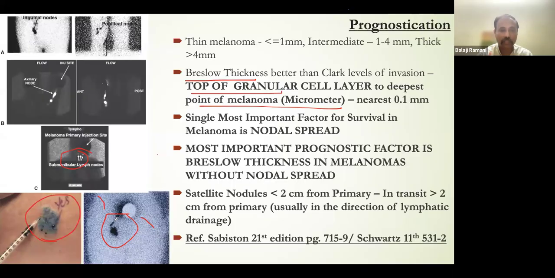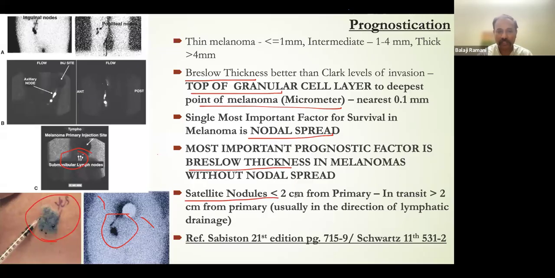So this is the reason why you always need a radionuclide study, and you also need to give a preoperative lymphoscintigraphy. The most important prognostic factor for survival is going to be the nodal disease. In the absence of nodal disease, the most important prognostic factor is going to be your Breslow's thickness as the criteria.